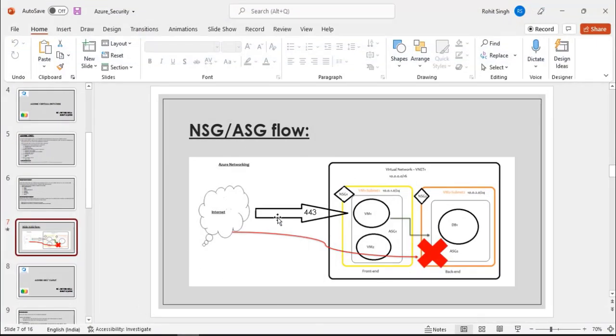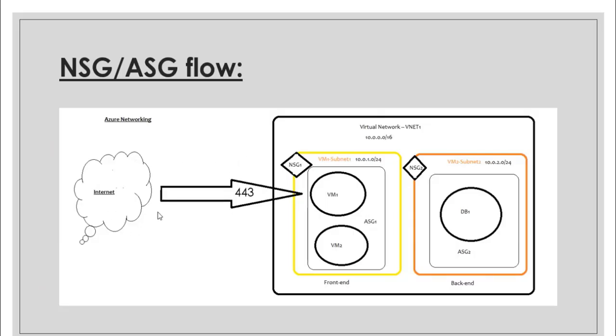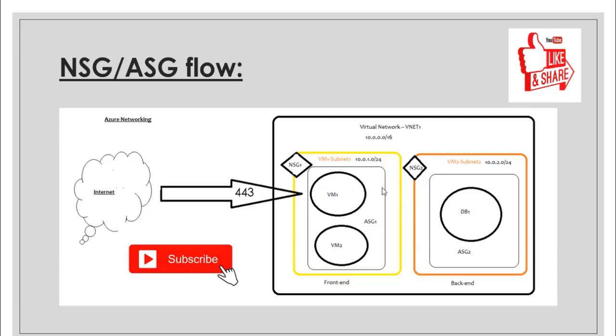This is a very simple example of what we have seen, wherein trying to connect from the internet on port 443, you're able to access VM1, but if you try to access the DB1 server, you will not be able to connect. The only way you can connect to the DB1 server is from VM1 with the help of ASG. Again, it's a very simple example. You can achieve this by just adding the source IP address also. But I just wanted to demonstrate the importance and the benefit of using ASG if you have a good number of servers. That's it from this session.